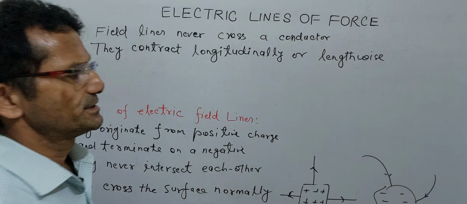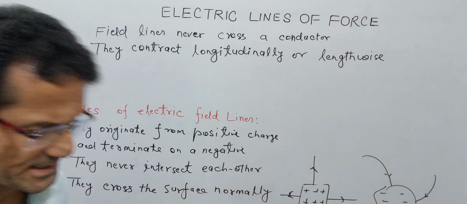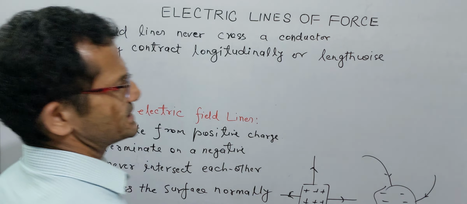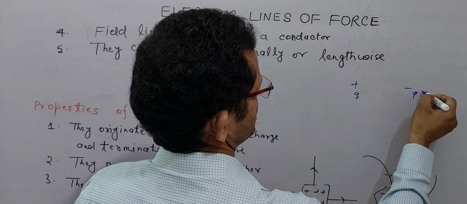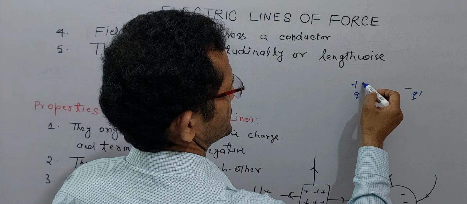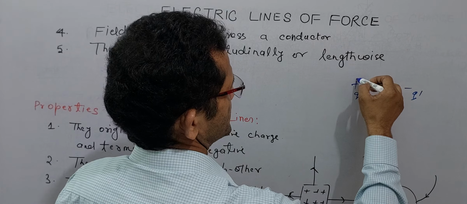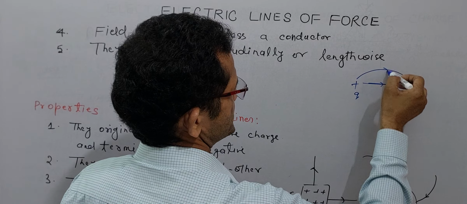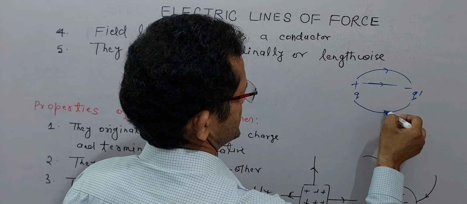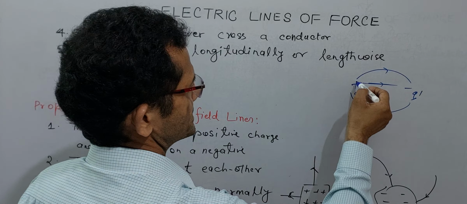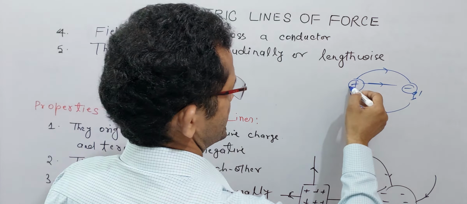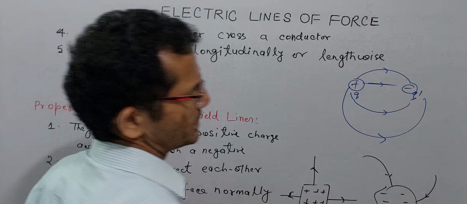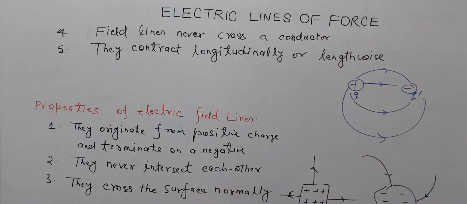So suppose this is a positive charge, another is negative charge. We know that the field lines originate from the positive charge and end on the negative charge. Suppose Q dash. This goes straight and this bends along this one; they contract lengthwise. So contract lengthwise means yes, they bend lengthwise.